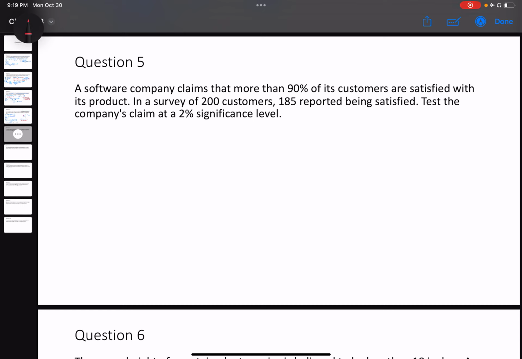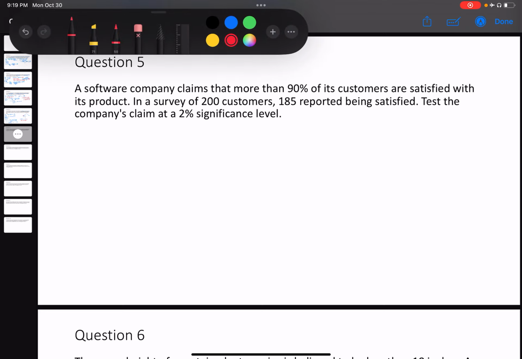A software company claims that more than 90% of its customers are satisfied with this product. In a survey of 200 customers, 185 reported being satisfied. Test the company's claim at the 2% level. Again, let's calculate.